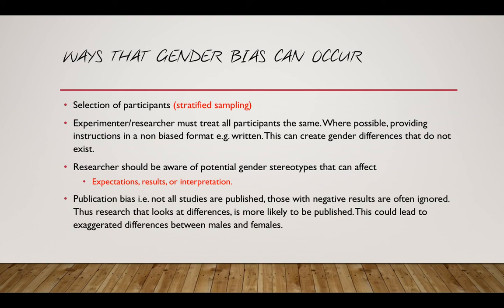Stereotypes can affect the results, interpretation, or the expectations at the beginning of the study. Publication bias is a major issue in psychology. We often don't publish negative results, and it could well be that we don't publish results that either show significant differences or that show no differences, and therefore this can lead to a particular picture being painted through publication that males or females are either very different or overly similar.